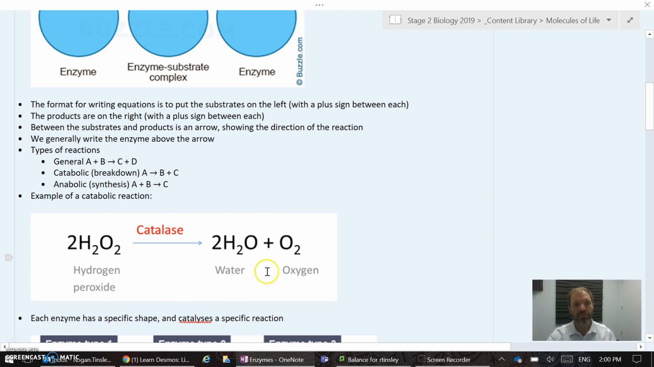So here's an example of a catabolic or a breakdown reaction. And in fact, this is the one that we're going to use for our practical. It's the breakdown of hydrogen peroxide into water and oxygen by the catalase enzyme. So when we look at this reaction, we can see a number of things here. Substrates on the left, products on the right. The enzyme is written over that arrow. These products are separated by the plus sign. Each of these is written with their chemical formula. H2O2 is the formula for hydrogen peroxide. Chemistry 101, that means it's got two hydrogen atoms and two oxygen atoms. This 2 out the front means that there's two molecules of hydrogen peroxide, becomes two molecules of water and one molecule of oxygen.